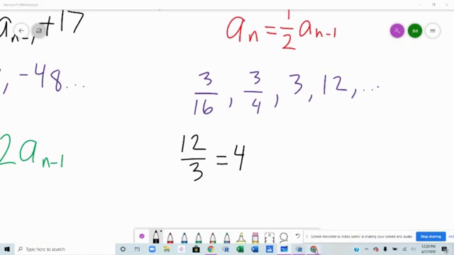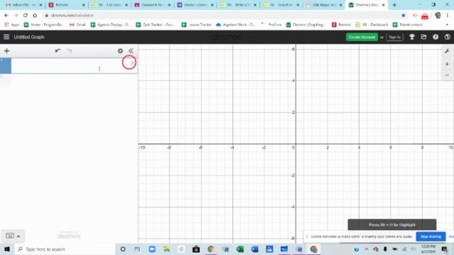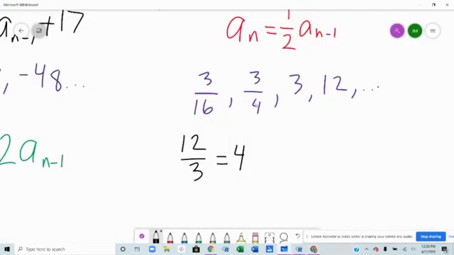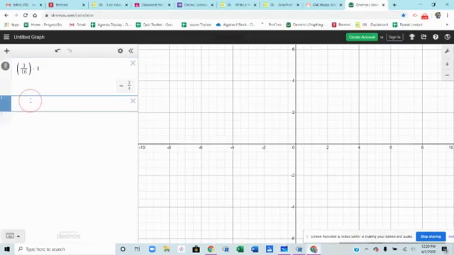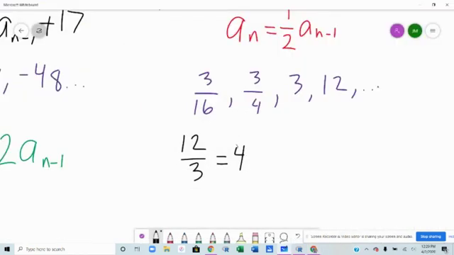So I'm going to start with 3 over 16, and I'm going to times it by 4. I get 3 over 4, which was what I wanted. Now I'm going to do 3 over 4 times 4 and see if I get 3. I get 3, and 3 times 4 is 12. So that is my common ratio. So my recursive formula is AN equals 4 AN minus 1.